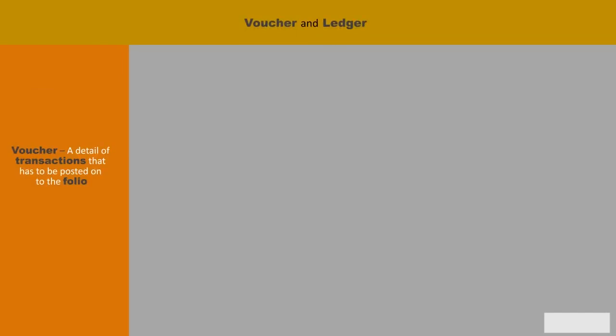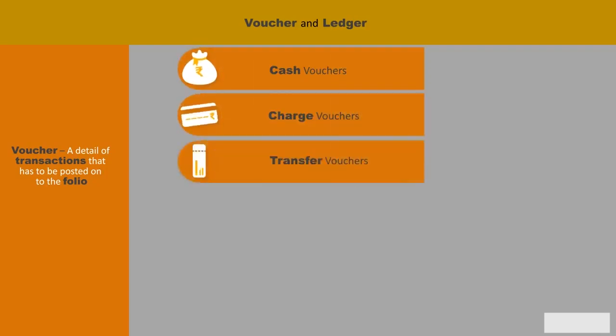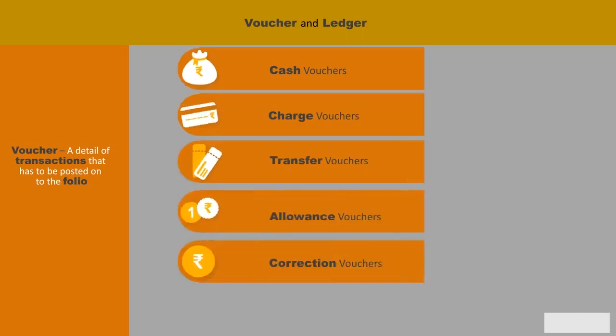Now let's come to vouchers and ledgers. It is a detail of transaction that has to be posted on to the folio. Vouchers are seen at restaurants, gift shops, laundry, fitness center, etc. Some vouchers which are used in front office accounting are cash vouchers, charge vouchers, transfer vouchers, allowance vouchers, correction vouchers, and paid out vouchers.